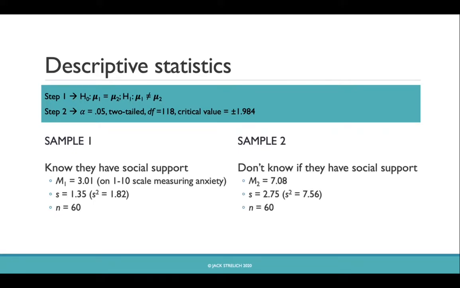Sample 2 is participants who do not know whether or not they have social support. Let's say they have a mean score of 7.08 on the same 1 to 10 scale measuring anxiety, that they have a standard deviation of 2.75 and a variance of 7.56, and they again have a sample size of 60.